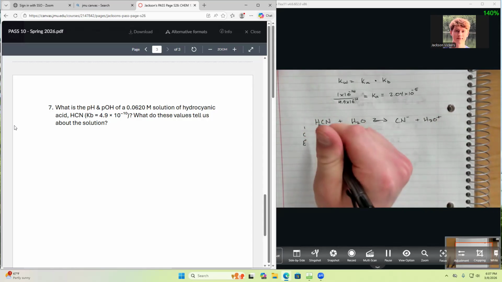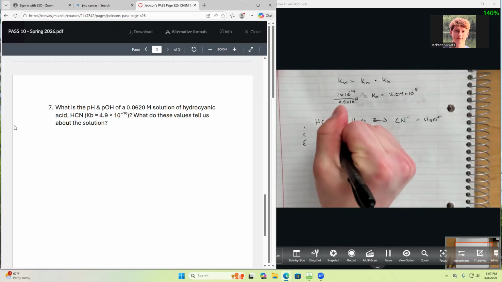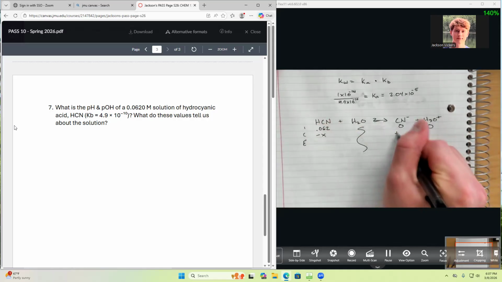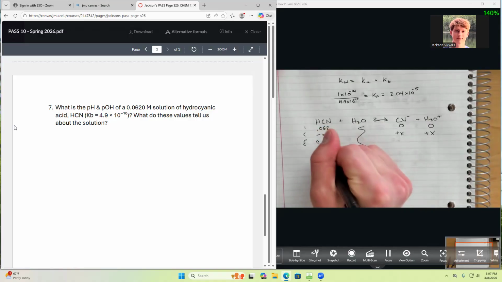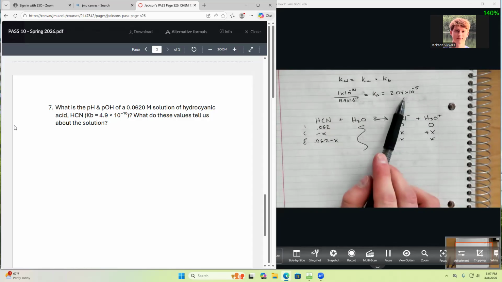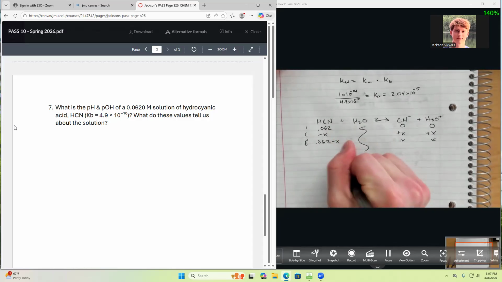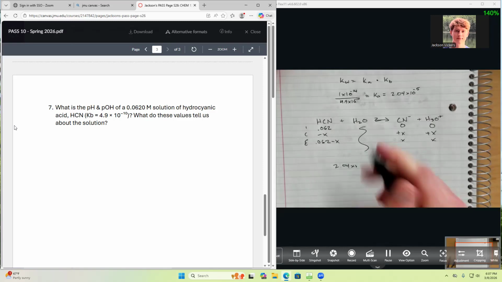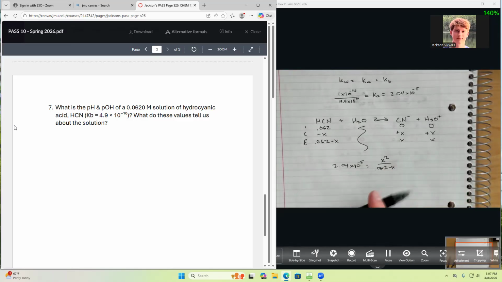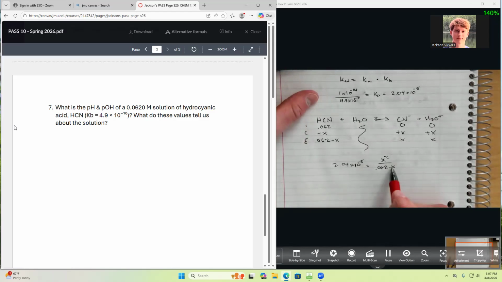So the ICE table, we're starting with 0.062 over here. Ignore water. Nothing, nothing, minus X, plus X, plus X. 0.062 minus X, X, X. And again, we have a Ka value that we're going to use. You'd get the wrong answer if you used a Kb, so that's a very important thing to make sure of. It's going to be X squared over 0.062 minus X. And then we can do that approximation since it's times 10 to the minus 5. That's small enough.